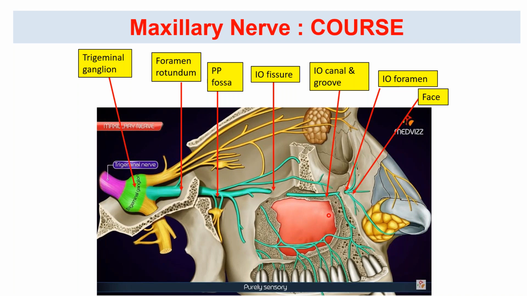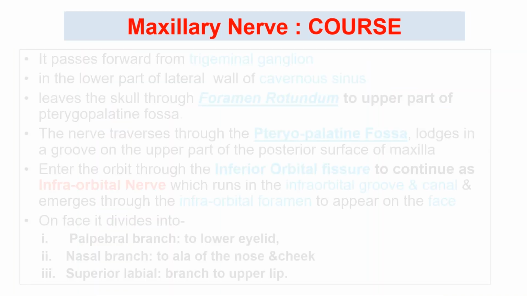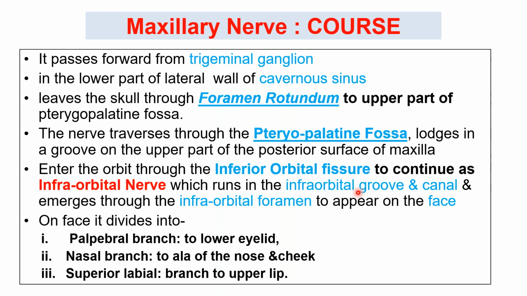And then on the face, they will divide into three branches and will supply the area of the face adjacent to the infraorbital foramen. So this is the course of the maxillary nerve, which I've just described.